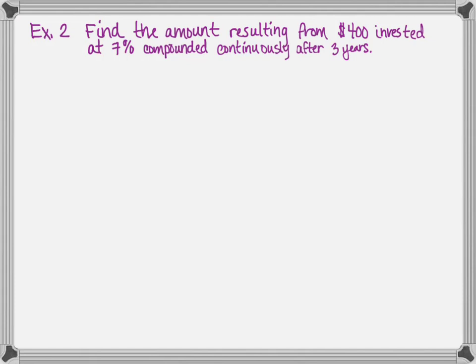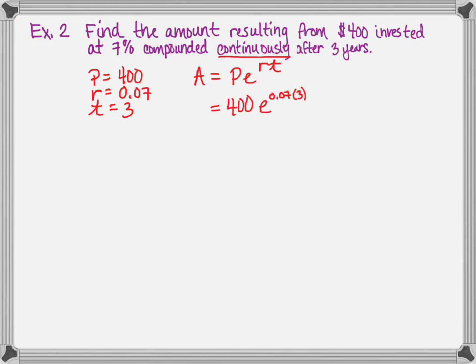So let's look at our second example. Find the amount resulting from $400 invested at 7% compounded continuously after 3 years. So this is continuously. So P is 400, R is 0.07, T is 3, and we're using A equals P times e to the RT power, where P is 400, R is 0.07, and T is 3.